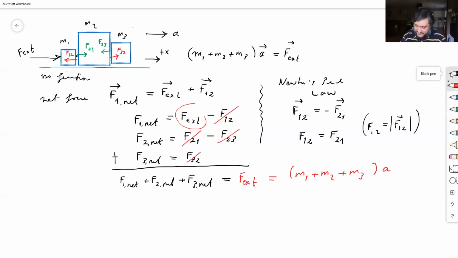That's the total mass. So the right-hand side represents the system of such a mass accelerating. On the left-hand side, though, I have the external force, which happens to be nothing but the sum of individual net forces, the net force on each object. Now, why did I go through this again? Just to explain rotation, in the case of rotation of rigid bodies.